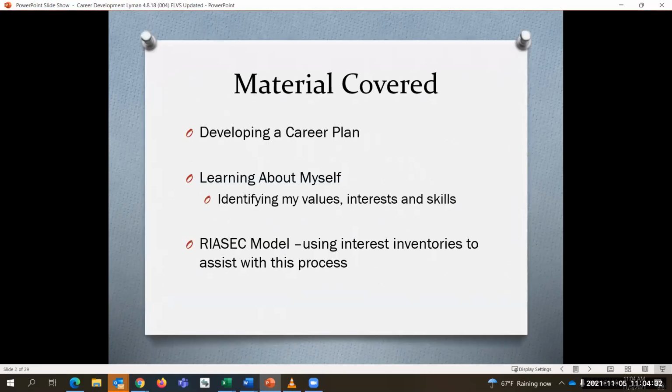Okay, so let's talk about the materials that we're going to cover. First of all, we're going to talk about developing a career plan. Then we're going to learn a little bit more about ourselves. We're going to look at our personal values, our interests, and maybe some skills that we have. By learning about these things about ourselves, it'll help us make better decisions. And then last, we're going to talk about these interest inventories, and this will help you along your path with trying to figure out what you want to do.